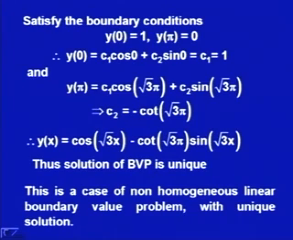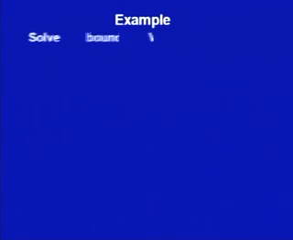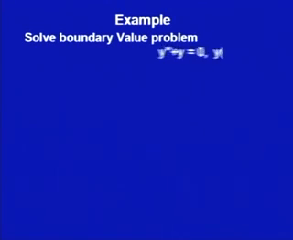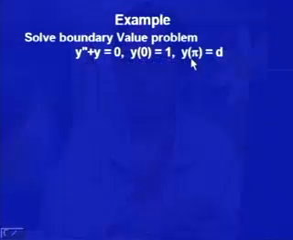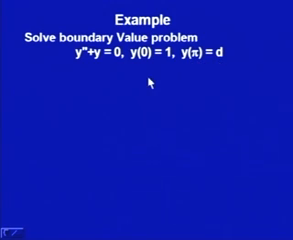Let us have one more example. Solve the boundary value problem y double dash plus y is equal to 0, y at 0 is 1 and y at pi is equal to d. We see that from the previous example we have differed only in the differential equation, as the coefficient of y has been changed from 3 to 1, and we have changed only the second boundary condition. There we had used y at pi is equal to 0, here I am using y at pi is equal to d. Now, let us see what is the solution of this.